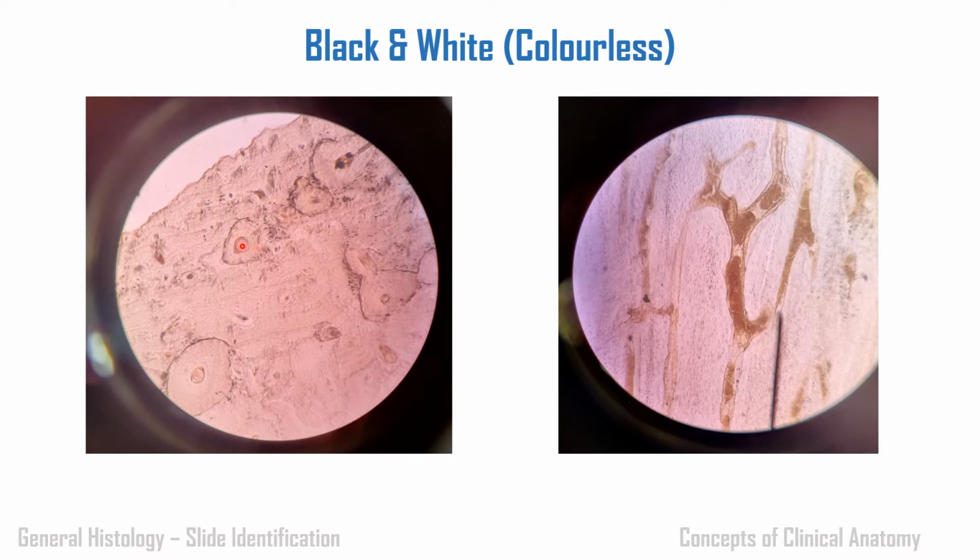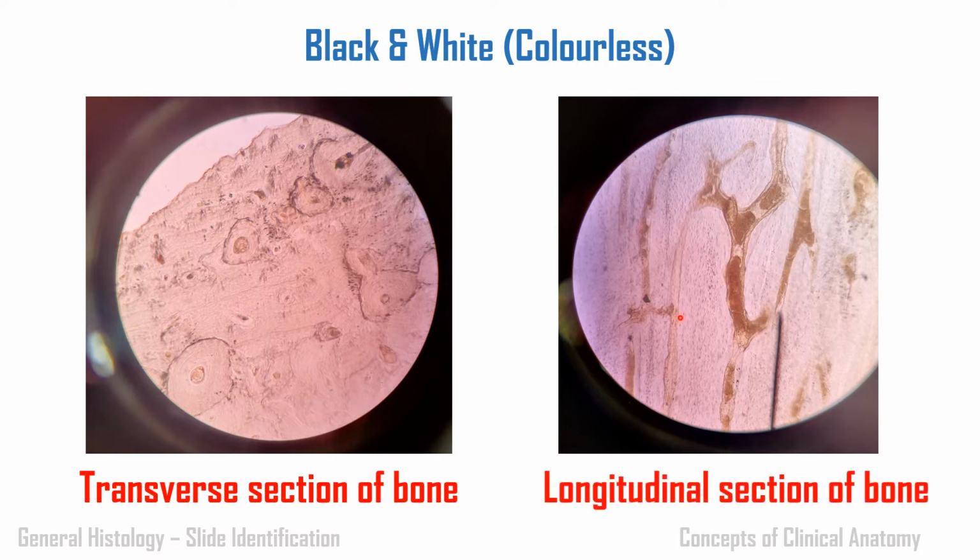Here you can see the central Haversian canal surrounded by concentric laminae. It is a circumferential lamina. This type of arrangement is seen in the transverse section of bone. If it is a longitudinal section, we'll get a very lengthy Haversian canal and interconnecting Volkmann's canal. I hope you can differentiate between these two. In transverse section, you will get the circumferential lamina and the Haversian canal will be like a dot. In the longitudinal section, the Haversian canals are longitudinally oriented.